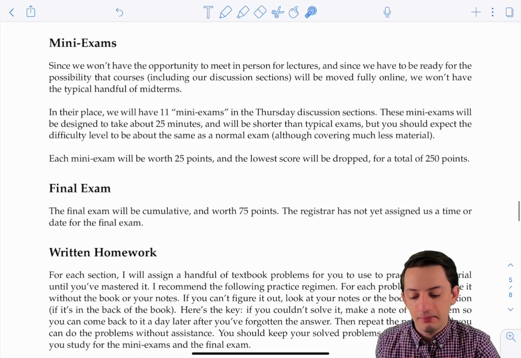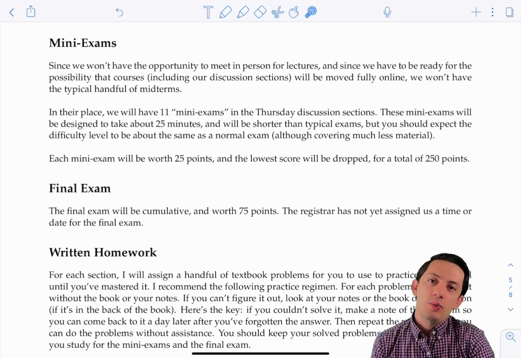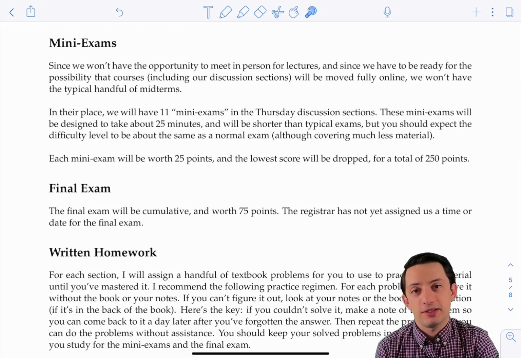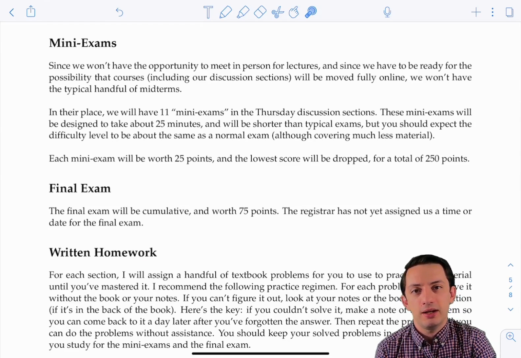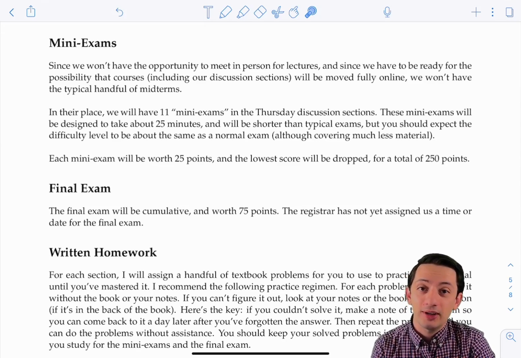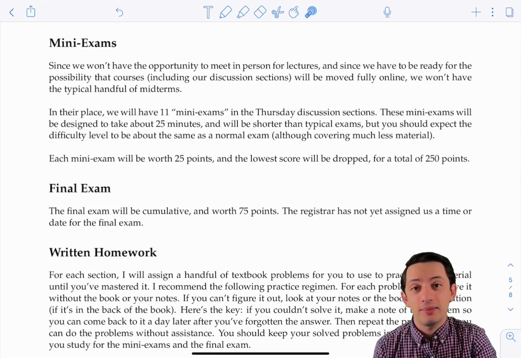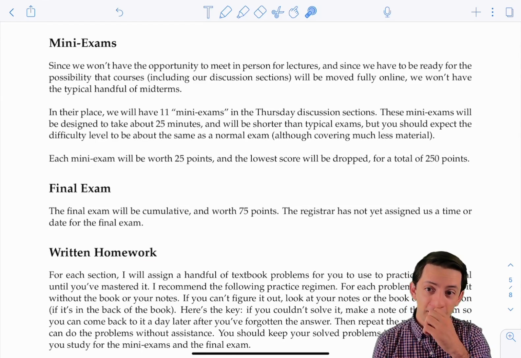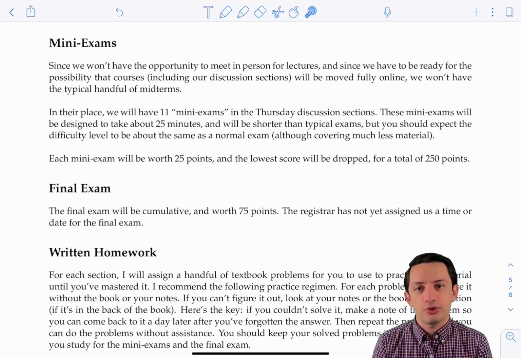Next up is the mini exams. So what I needed was a way to try to keep you on track because it's an asynchronous course. But also normally exams would be in our Monday, Wednesday, Friday lectures. And it's not just that we're online, it's that we don't even have a scheduled lecture time. So we don't have a time that I could schedule the exams for. So to solve this problem, instead we're going to have a mini exam in each of your Thursday discussion sections.